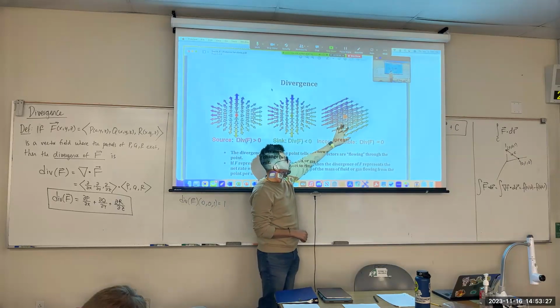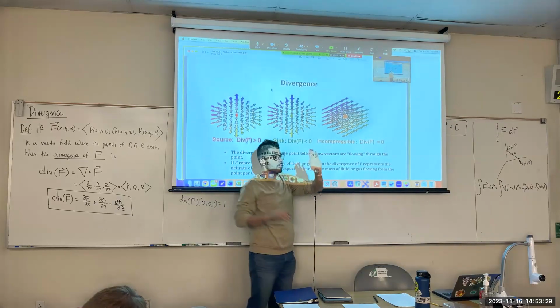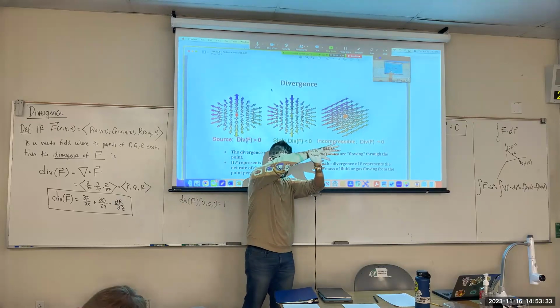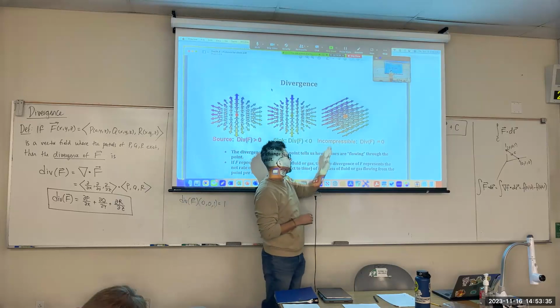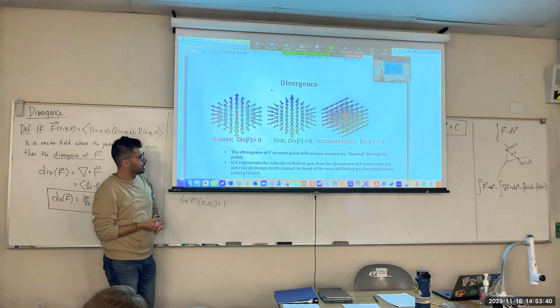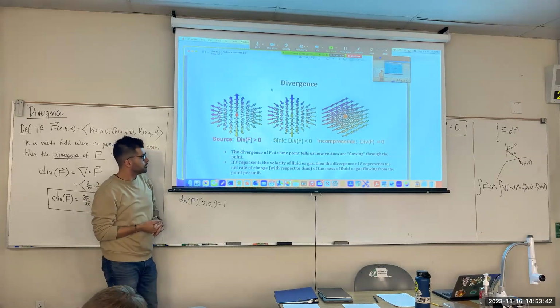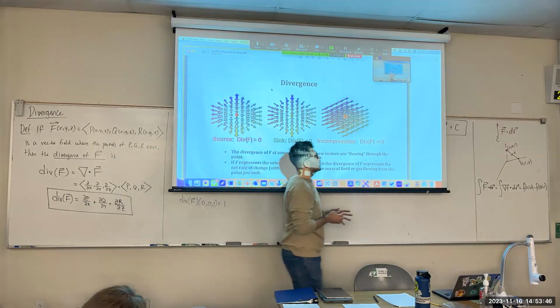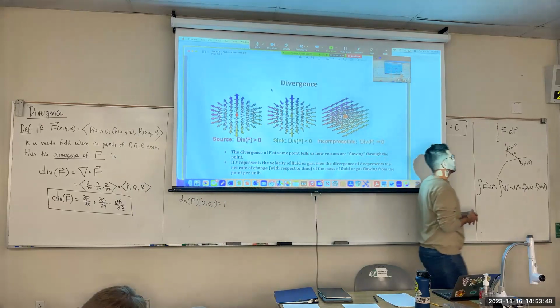Versus if your divergence is 0 at that point, there is no difference in the rate of how the vectors are flowing through it. That's what it's called. Incompressible. So that means like the vectors are all parallel, isn't it? Or just this.